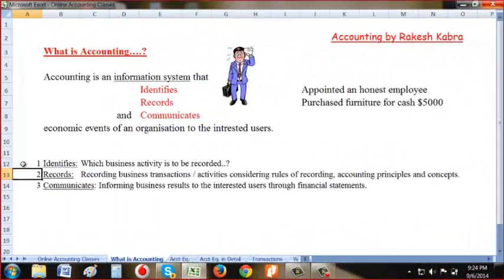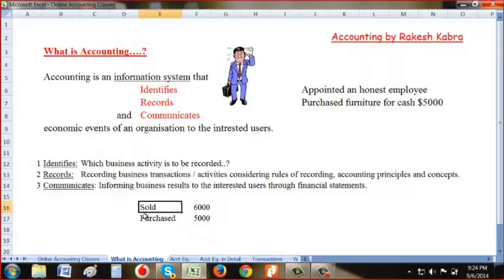Now after recording, what is the third activity in accounting? We need to communicate the result of the transactions, the result of the records. Let's take an example. Suppose I purchased goods for $5,000. This activity we will record because it has a monetary value. Now the second activity: I sold the entire goods for $6,000. I bought the goods and then sold the same goods.